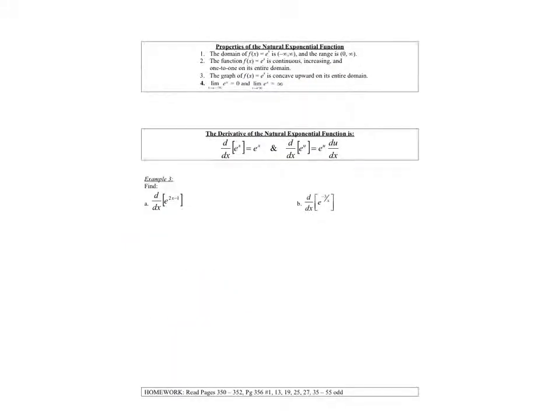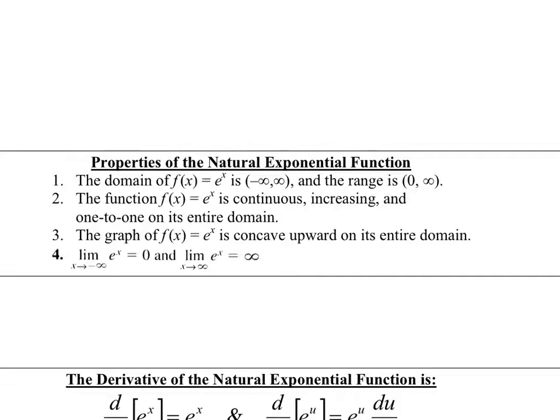So let's think about differentiation at this point. Don't forget the different properties of the natural exponential function. We have the parent function, e to the x, which you looked at last year. The domain is all real numbers. You can put any number in as an exponent of e and you'll get a real number. However, the range is from 0 to infinity, because remember there's a horizontal asymptote at 0 as x approaches negative infinity.